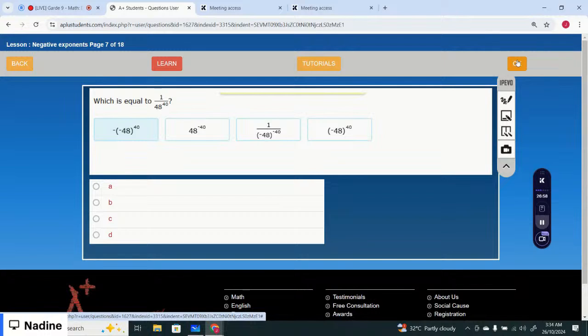So which is equal to 1 divided by 48 exponent 40. So which is the correct option? B is the correct option. That is 48 exponent negative 40.